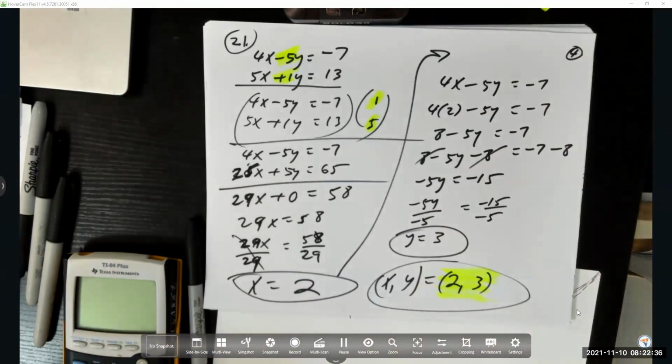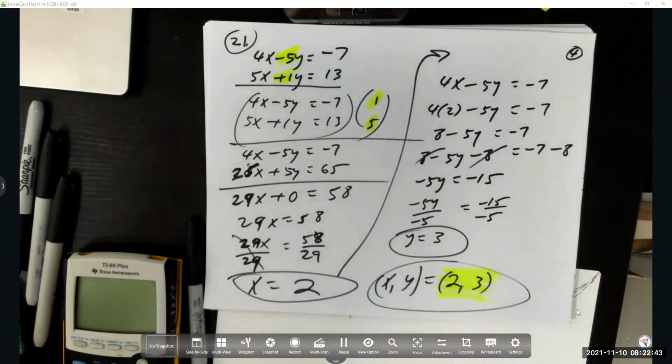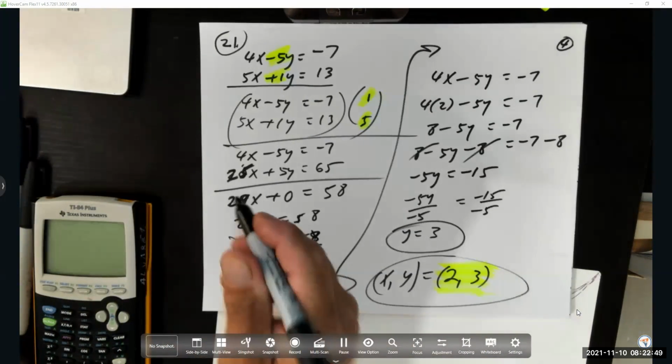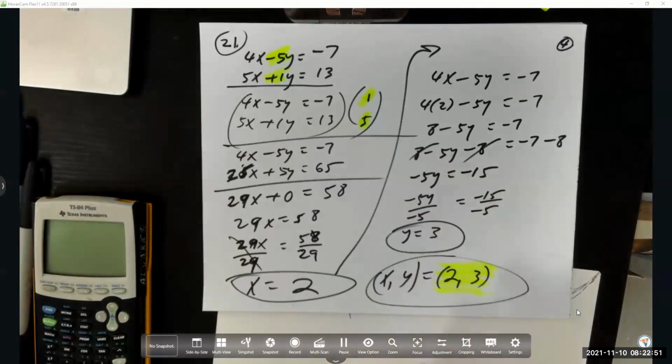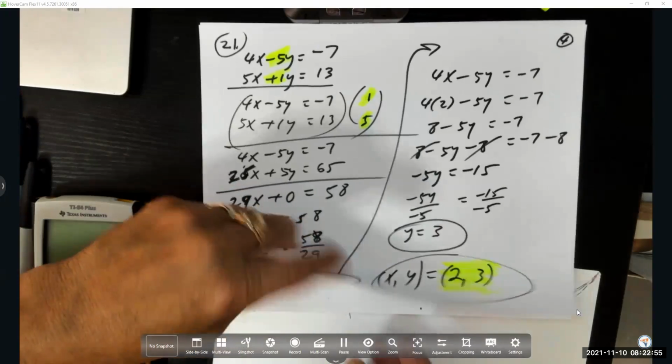Let me change the numbers. Let me change it all completely, big time, with no minus signs in it. Let's do this. All right, I'm gonna do the same problem. I'm just gonna change the numbers, okay? 21 again. Let's do 21 again.